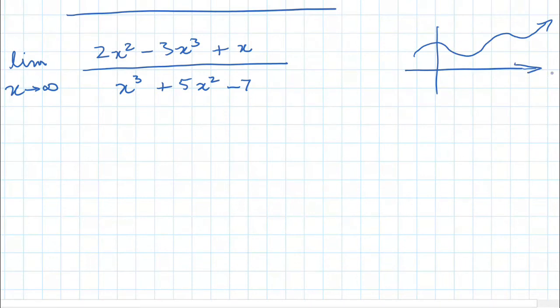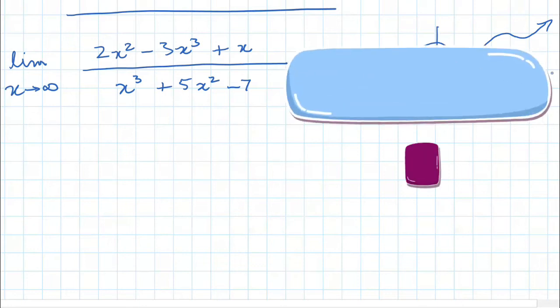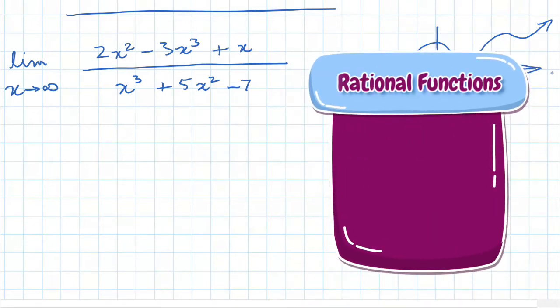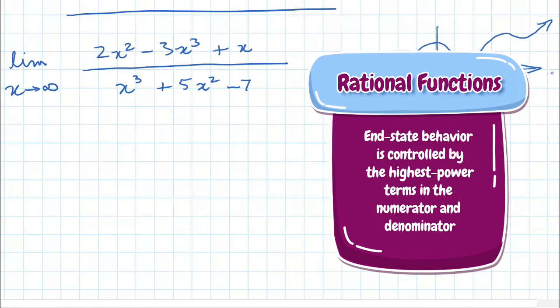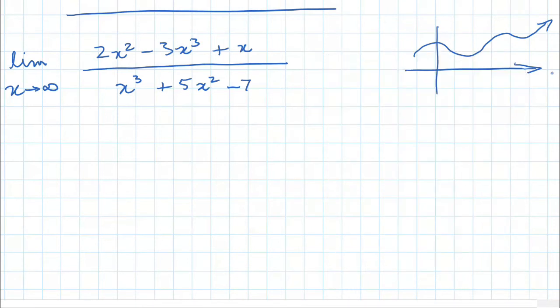One thing that can help simplify these when x goes to positive or negative infinity is, if you're doing a rational function, which is like the ratio of polynomials, then only the highest power term will matter. What's the highest power term in the denominator? This is the highest power term, right? And in the numerator, what is the highest power term? Negative 3x cubed. This is the one with the highest power.